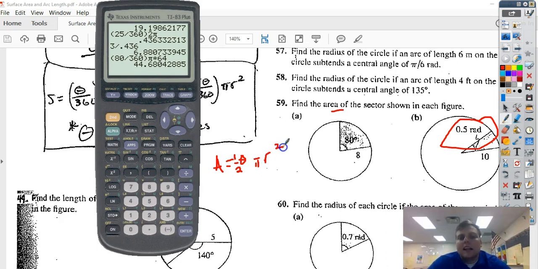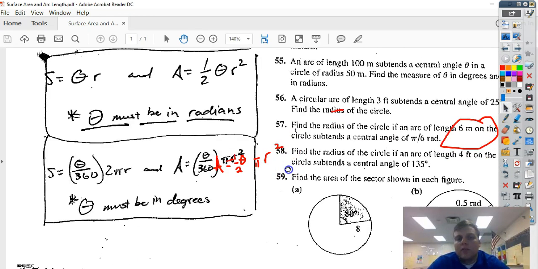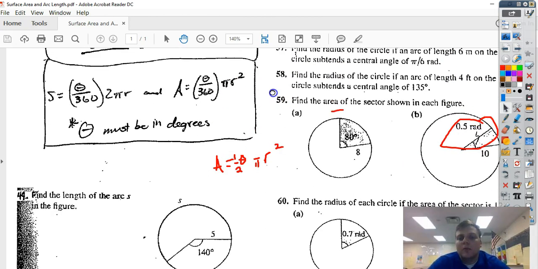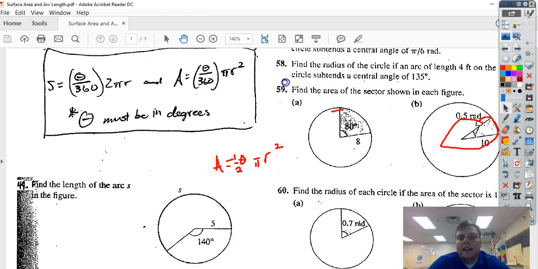If I'm not mistaken. I do need to pause real fast and double check. Sometimes I will forget a formula. No, 1/2 theta r squared. Perfect. Oh, okay. No pi. Okay, so I added something I didn't need. I'm glad I double checked myself.